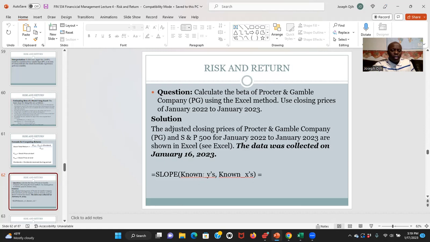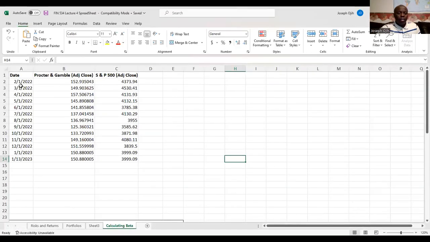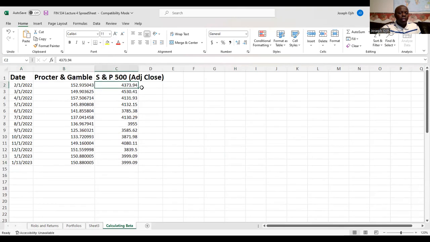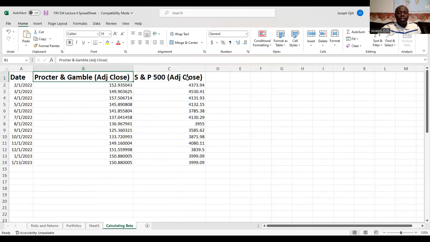Now, I have downloaded the adjusted closing prices for Procter & Gamble for the period mentioned. I downloaded them on January 16th, yesterday. And I have it here for you in Excel. Let me make this bigger so you can see it. Based on what you can see, the closing prices for Procter and Gamble, and of course the market index. I just take close.